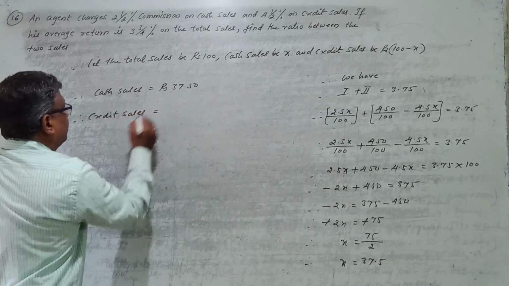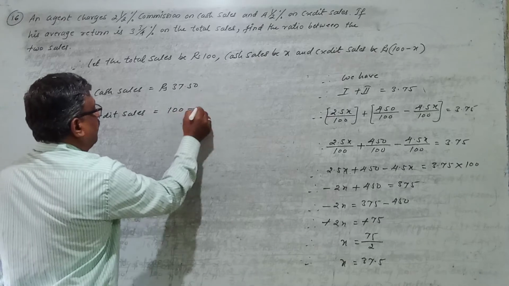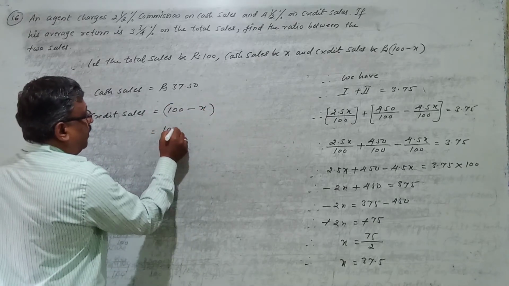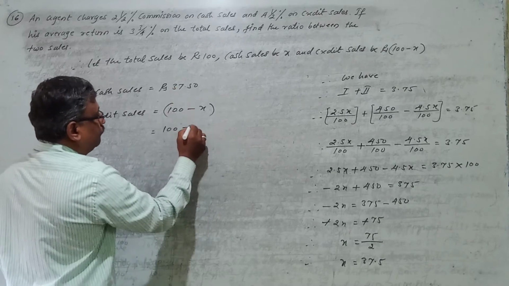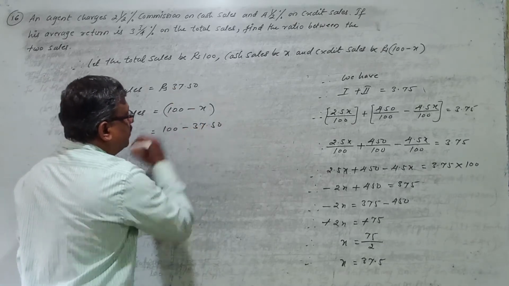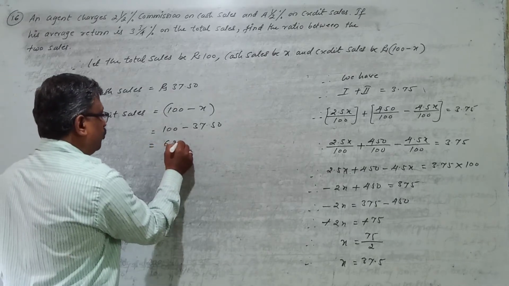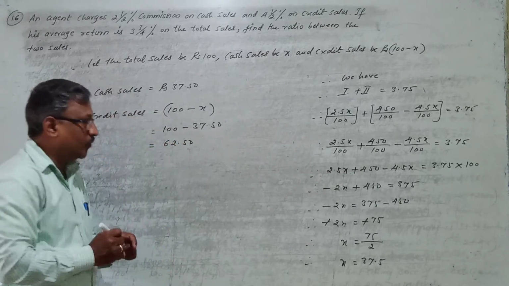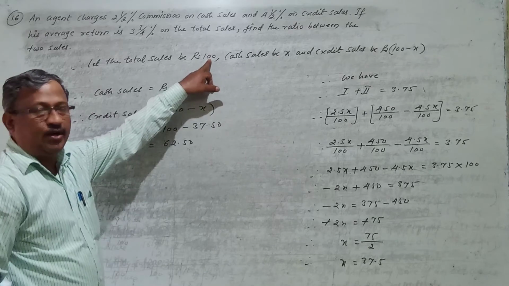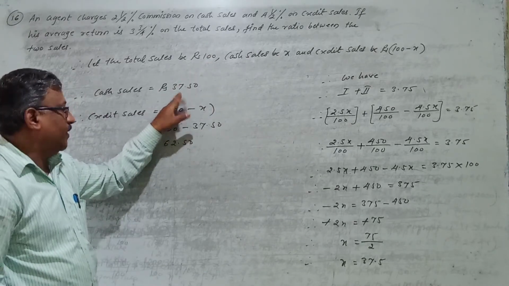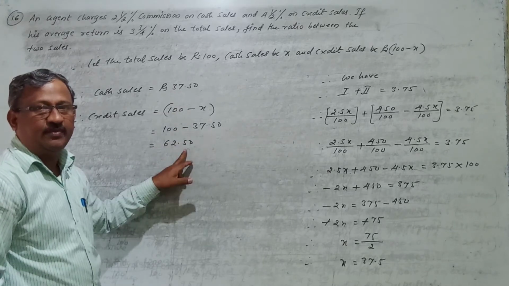So now you calculate the credit sales. My credit sales are 100 minus x. So what is my x value here? 37 rupees 50 paise. So minus that, you get 62.50. So if my total sales are 100 rupees, out of that my cash sales are 37 rupees 50 paisa and credit sales are 62 rupees 50 paisa.